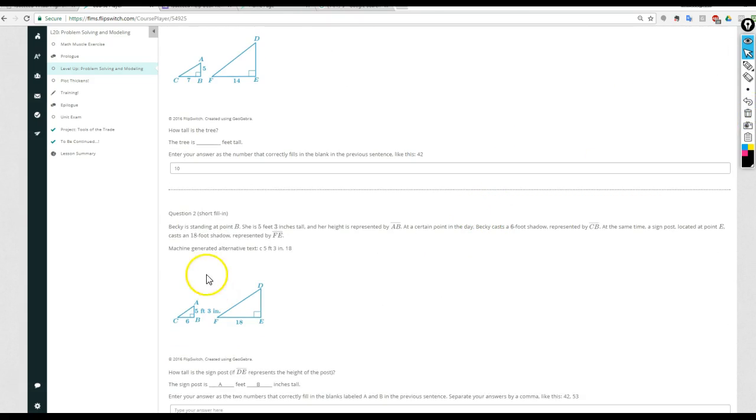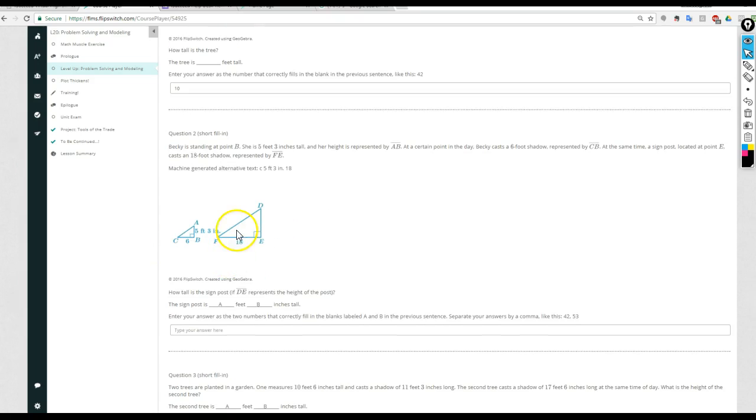Question 2. Becky is standing at point B. She is 5 feet 3 inches tall, and her height is represented by segment AB. At a certain point in the day, Becky casts a 6-foot shadow, represented by segment CB. At the same time, a signpost located at point E casts an 18-foot shadow, represented by segment FE. How tall is the signpost? Segment DE represents the height of the post.